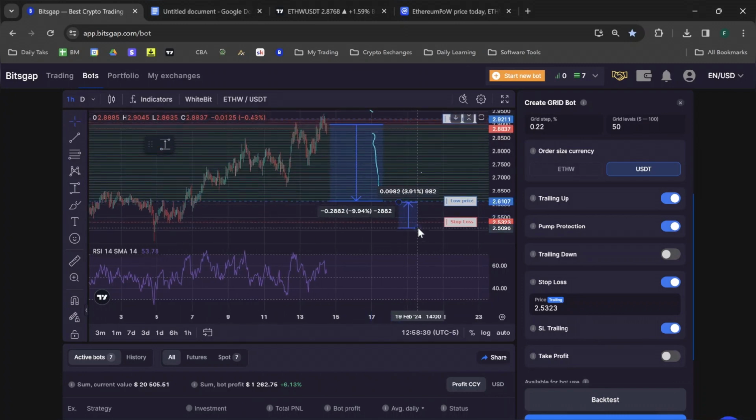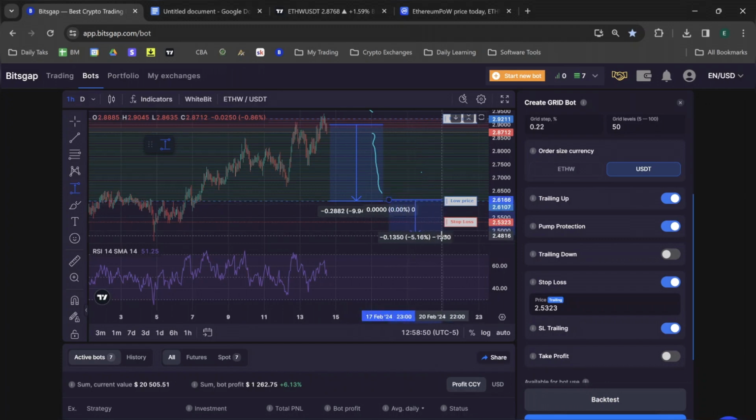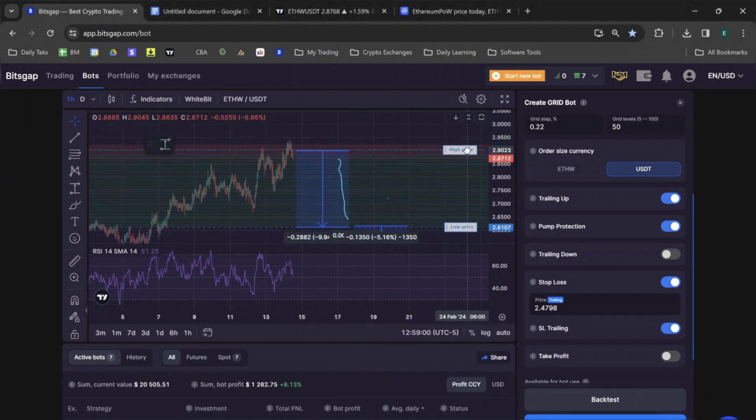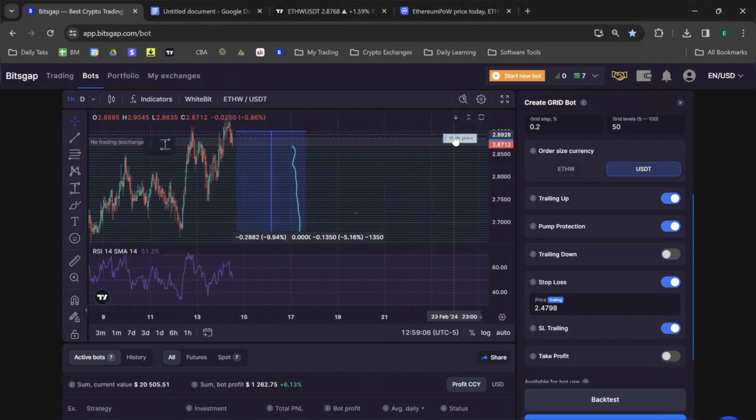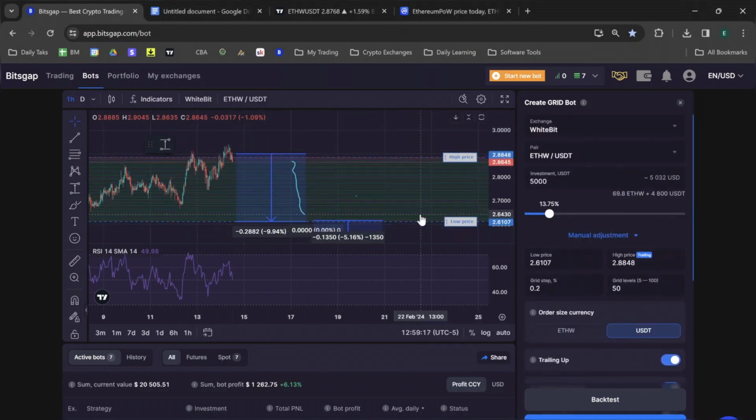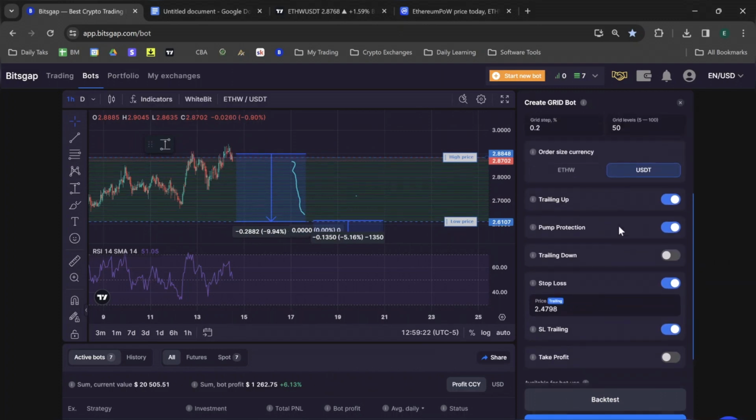So that's gonna look something like, sorry about that, 5% lower. Okay, somewhere around this point right here. There we go. Okay. All we have to do left is make sure we are only deploying the bot with one red line order or two red line orders, so I can have as much quote currency as possible. So everything looks good, and to show you what trailing up, pump protection, and trailing down mean is very straightforward.